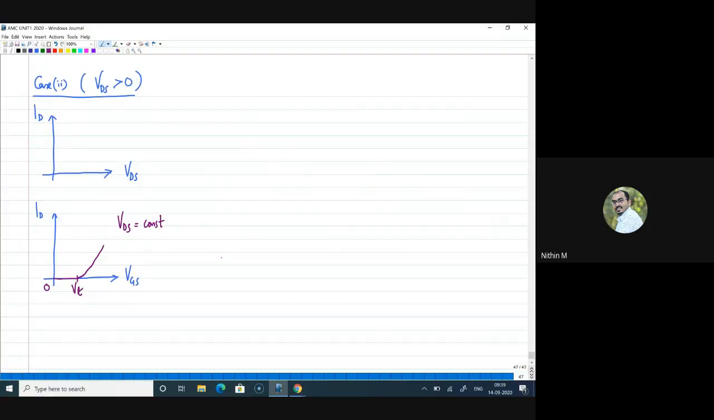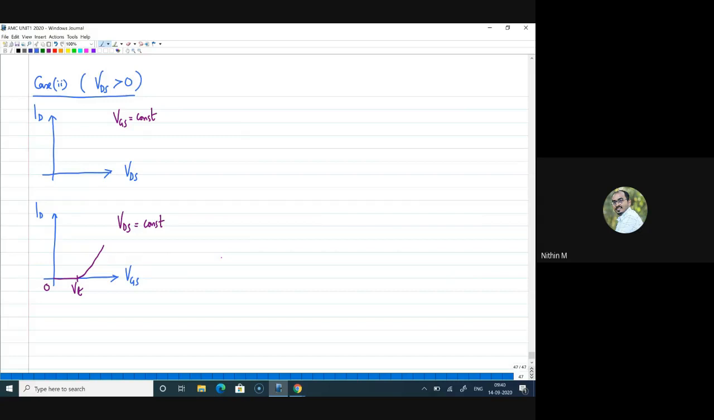Now if I try to draw the terminal characteristic between drain current and drain-source voltage, again that has to happen for a VGS, right? I hope that is clear, because this VGS should be greater than VT. Then only I can expect a current. I'll just write it as constant. It is understood that VGS should be greater than threshold, right?